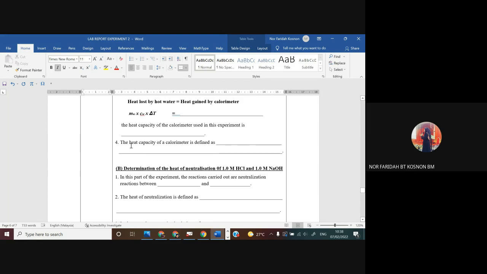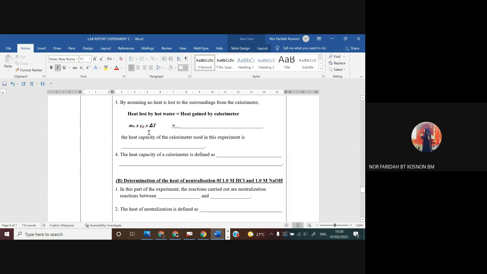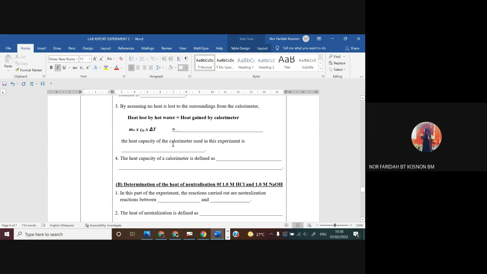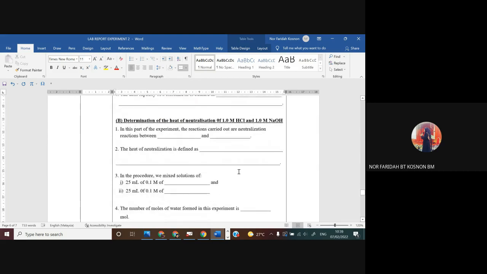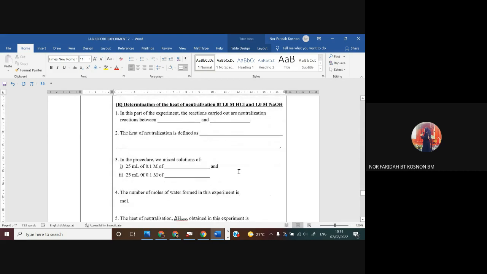Okay, and then takkanlah tak boleh nak jawab ni kan, the heat capacity of the calorimeter used in this experiment, maksudnya yang ini ni adalah apa yang you kira tadi dekat atas, letakkan sebab kita nak masukkan dalam discussion. And then the heat capacity is defined as apa, ini pun tak boleh nak masukkan definition heat capacity of a calorimeter.